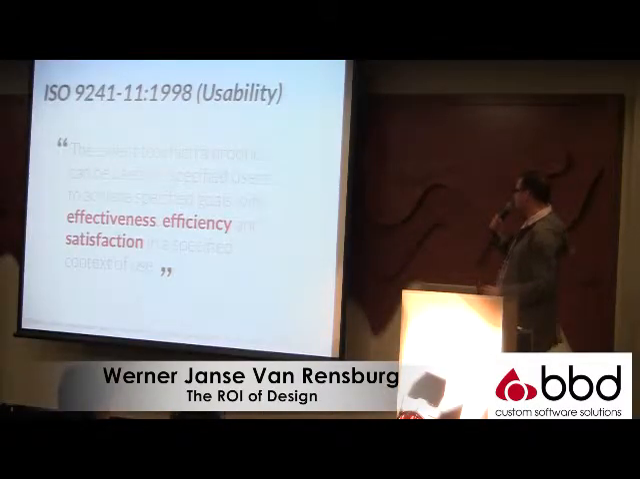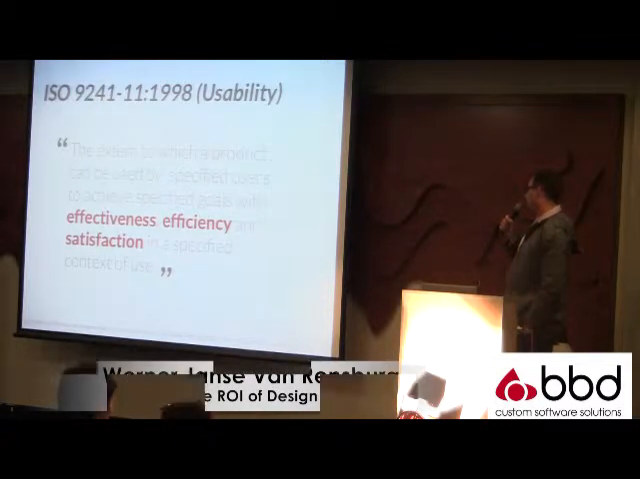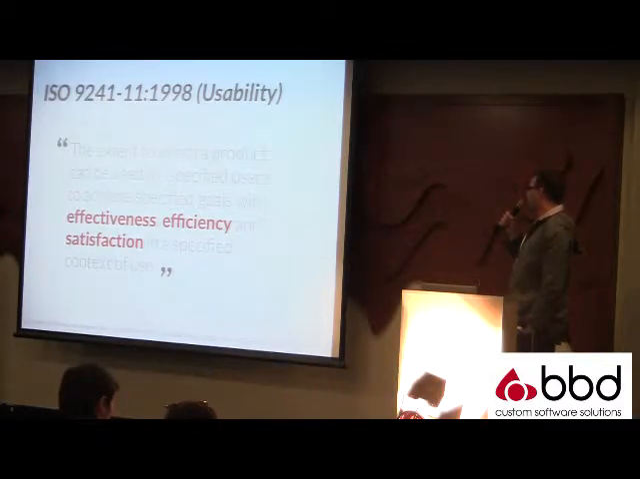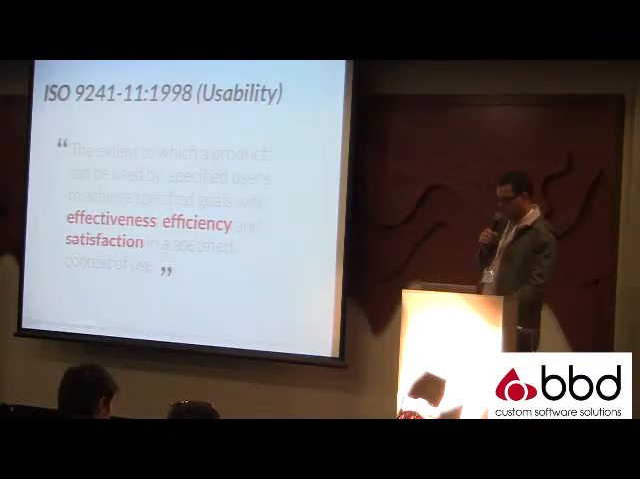According to the ISO standard on the guidance on usability, usability is the extent to which a product can be used by specified users to achieve specific goals with effectiveness, efficiency, and satisfaction in a specified context of use. Now, we can use UX metrics to measure that.